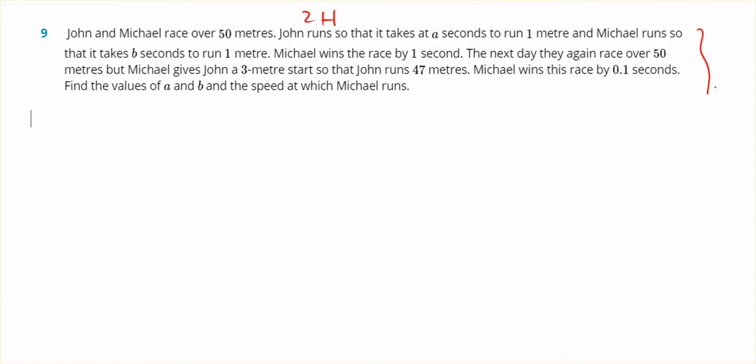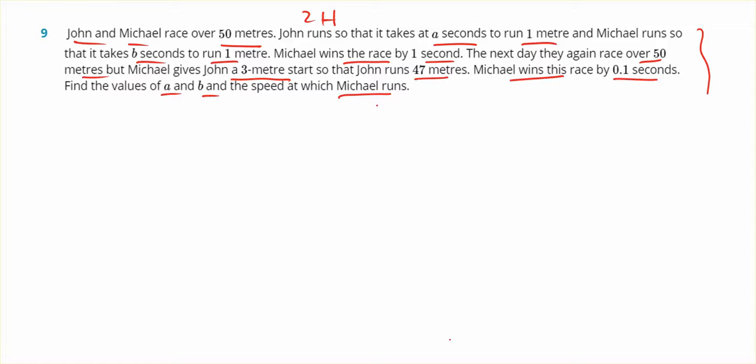Okay, so let's read the scenario. John and Michael race over 50 meters. John runs so that it takes A seconds to run 1 meter, and Michael runs so that it takes B seconds to run 1 meter. Michael wins the race by 1 second. The next day they race over 50 meters, but Michael gives John a 3-meter start so that John runs 47 meters. Michael wins this race by 0.1 second. Find the values of A and B and the speed at which Michael runs.